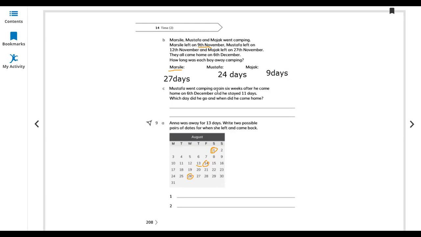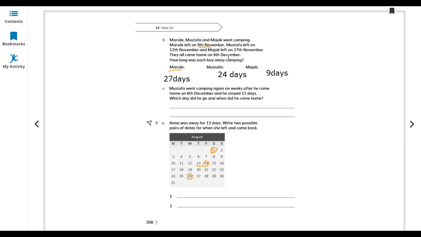Parsi Mustafa went camping again 6 weeks after he came home on 6th December, and he stayed 11 days. So what day did he go, and when did he come back? Easy. It means he went camping again 6 weeks after.